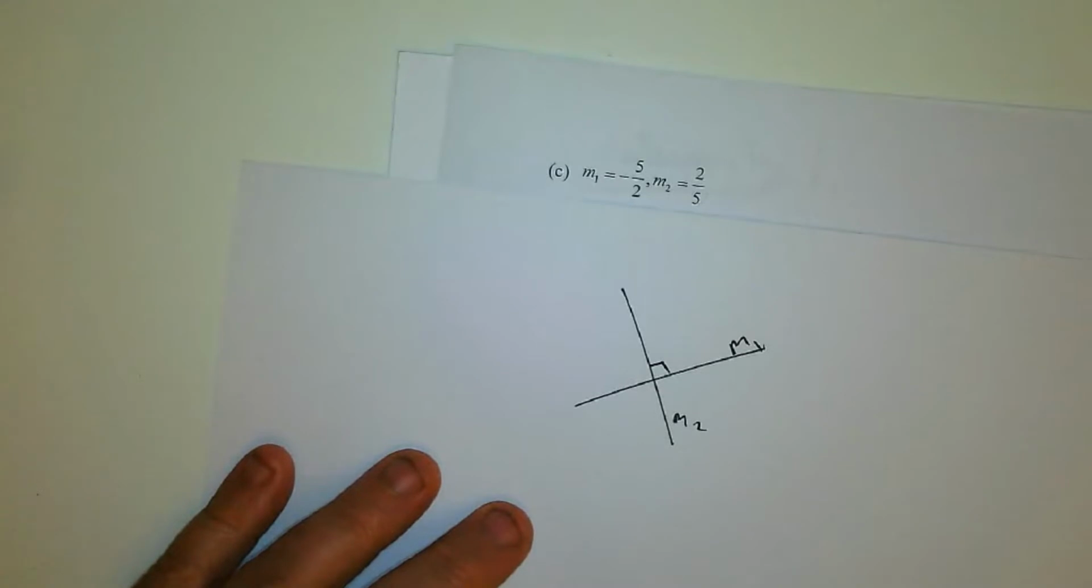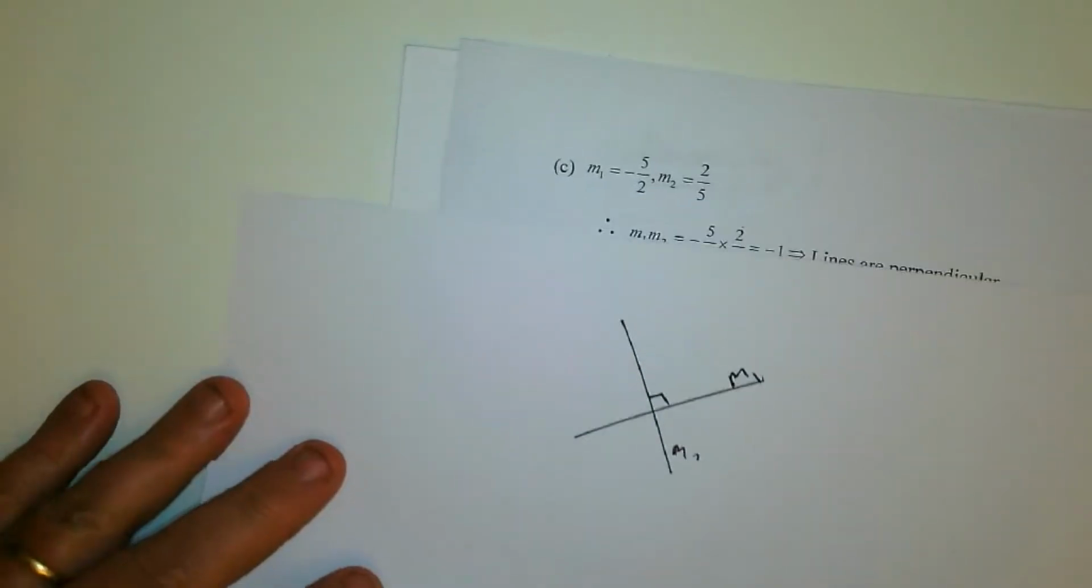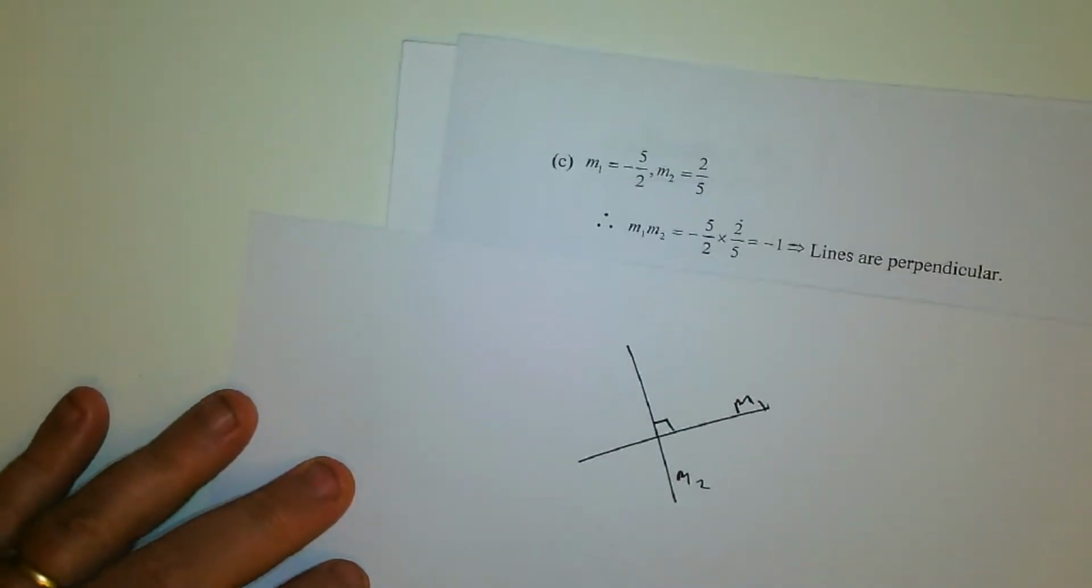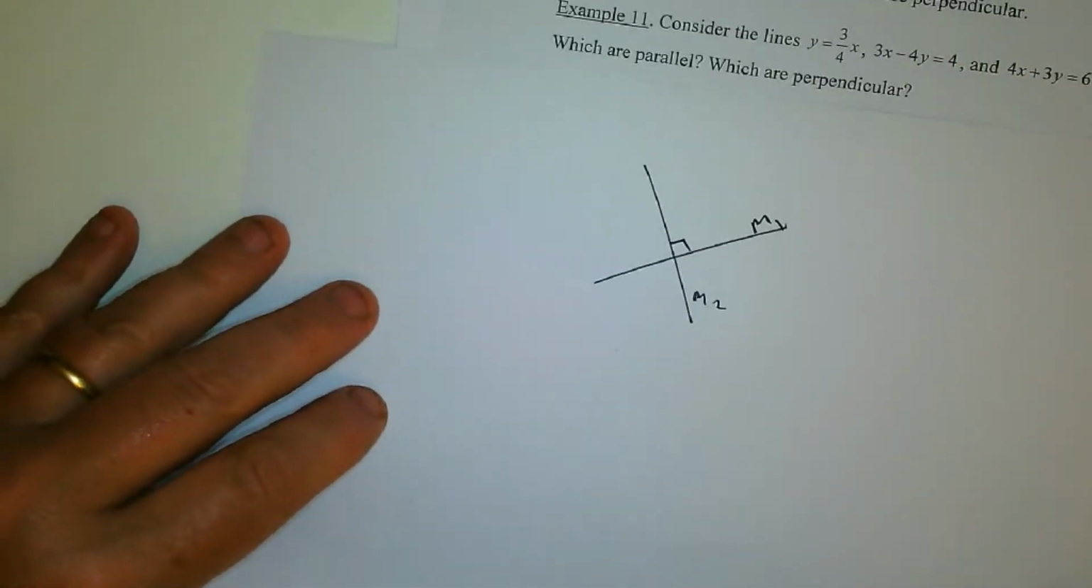So, look at this one here. M1 equals 5/2, M2 equals 2/5. Have a think about it. Is that perpendicular or not perpendicular? Okay, and you'll see that that one is perpendicular. Okay, next question.